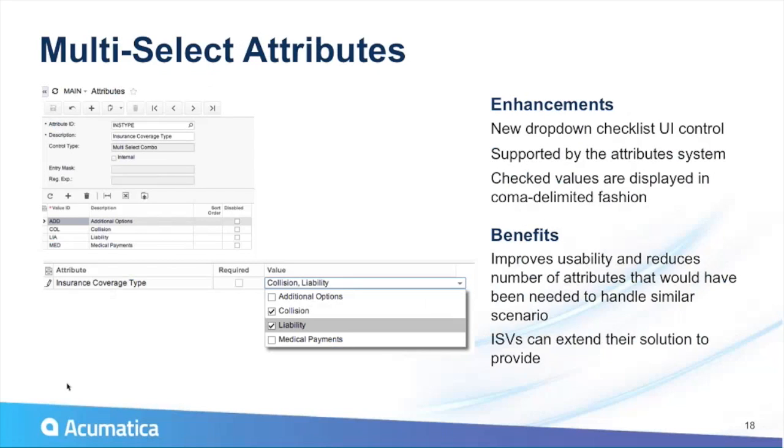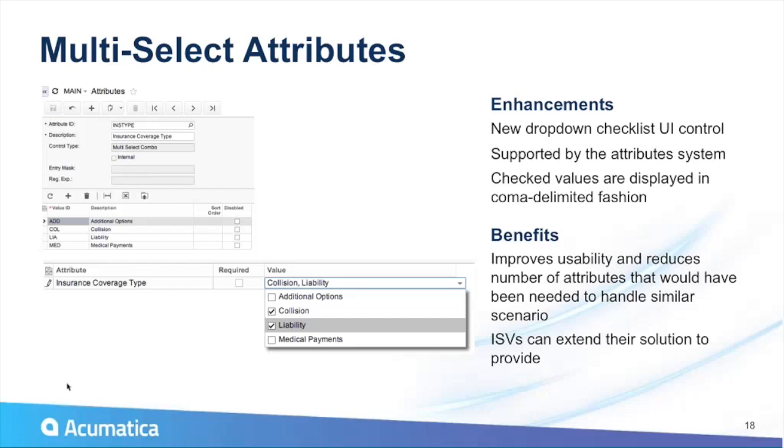Multi-select attributes. This one is a very simple improvement, but I really like it. We added a new user interface control in the application called the drop-down checklist. The drop-down checklist allows you to select one or more values from a list. In the example that you see right now on the screen, two values were selected. It is for an insurance company, so we selected collision and liability, and all the selected values will appear in the attribute.